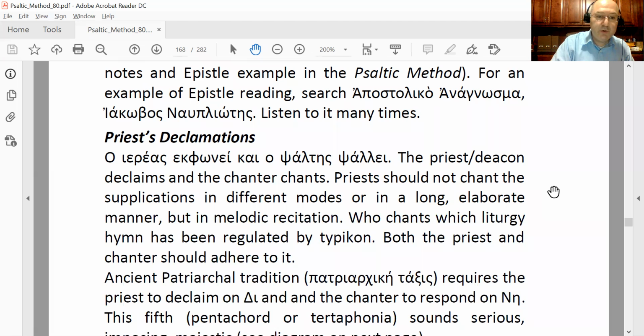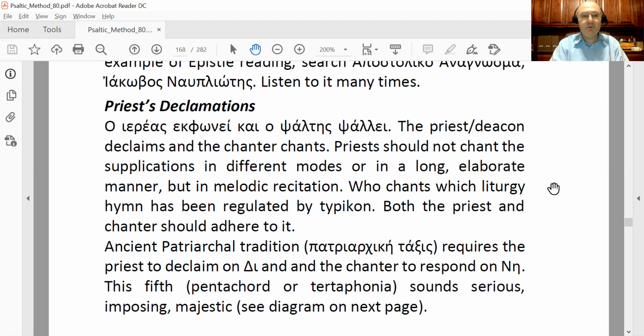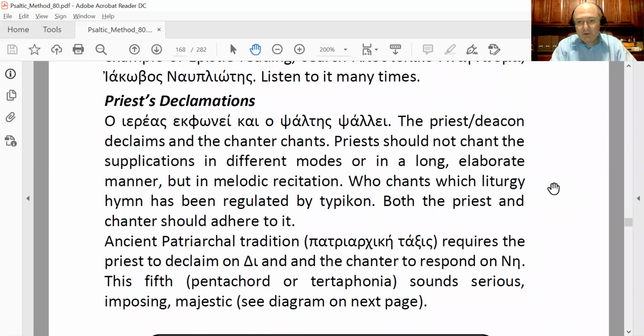Ο ιερέας εκφωνεί και ο ψάλτης ψάλλει. The priest or the deacon declaims and the chanter chants. This has to do with the priest's declamations. And I stress this time and time again because I've heard many priests chanting their declamations. And they should not be doing that. The priests should not chant the supplications in different modes.